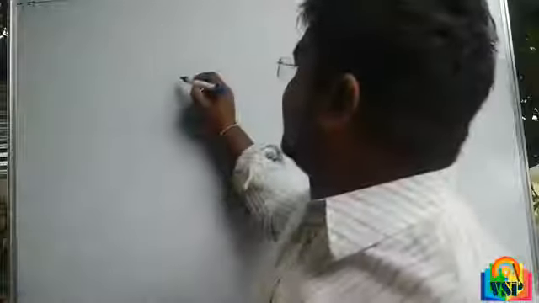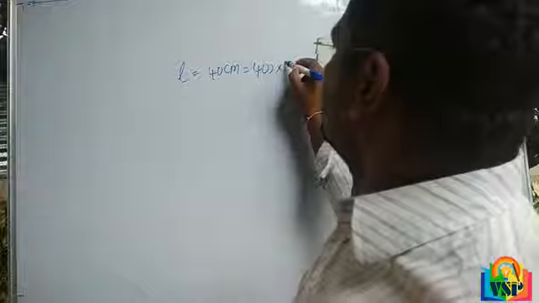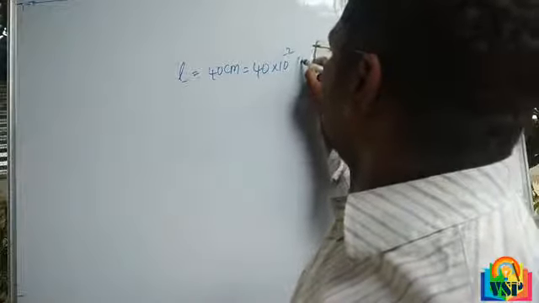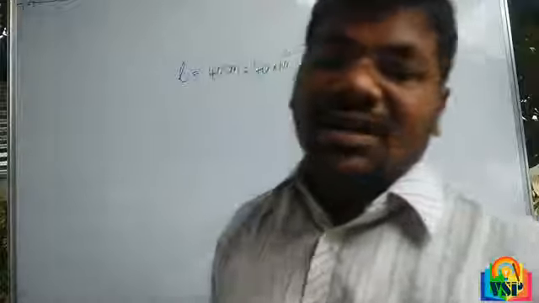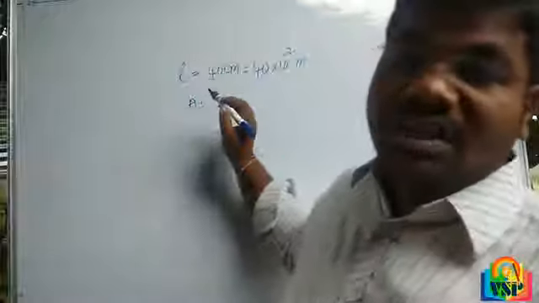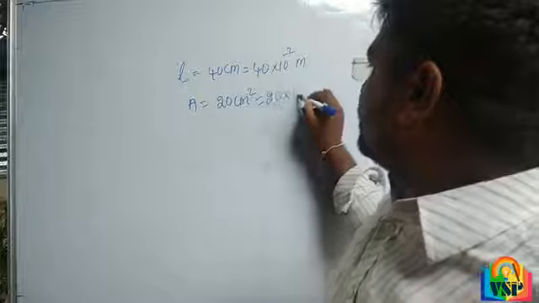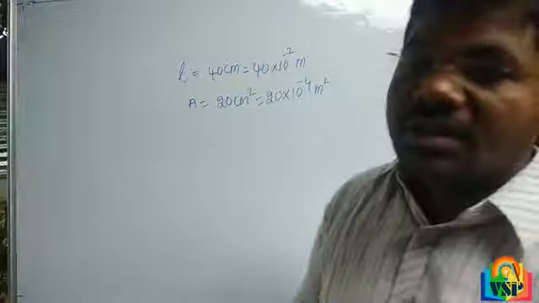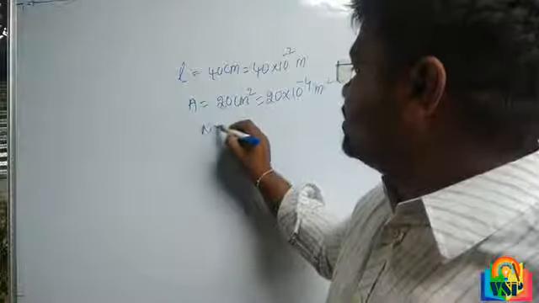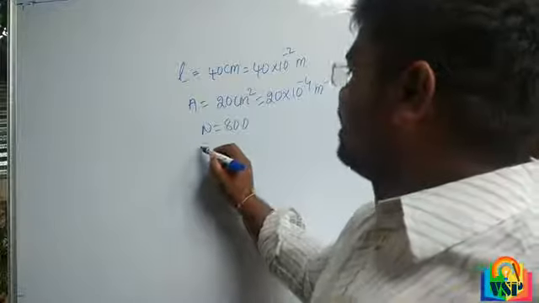In this problem they gave the length. Length of the solenoid is equal to 40 centimeters. This we can write as 40 into 10 power minus 2 meters. And area of the coil, A is equal to 20 centimeters square, that is 20 into 10 power minus 4 meter square. Next, number of turns they gave, N is equal to 800. In this case, what we have to find? Self inductance.